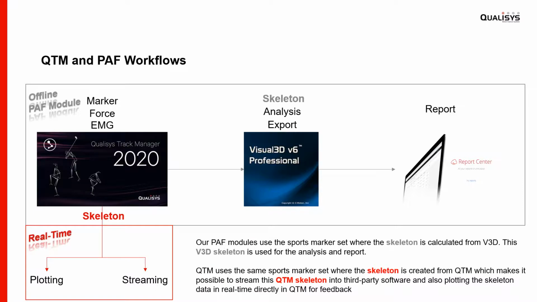So if I summarize again this last part, QTM uses the same sports marker set, so the same marker locations, but this time the skeleton is created from QTM, which makes it possible to stream this skeleton into third-party software. And also, if you want, you can plot the skeleton data in real time or in file mode, and you can stream the skeleton data into third-party software such as Unity, for instance.